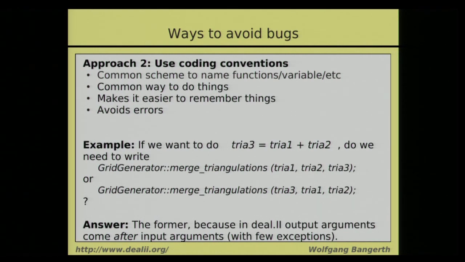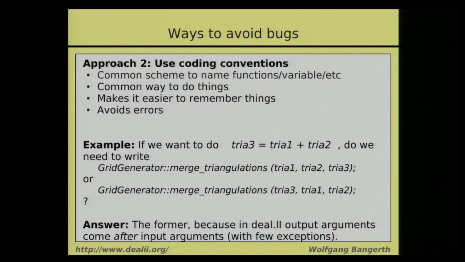In deal.II, we have a function where you can give it 2 triangulations, and it produces a third one that consists of the union of the cells of these 2. So let's say I want an operation where my object tria3 is the union of these first 2. The function that does this is called GridGenerator::merge_triangulations. And the question is, should the argument list be tria1, tria2, tria3 if this is the operation that I want, or should it be tria3, tria1, tria2?